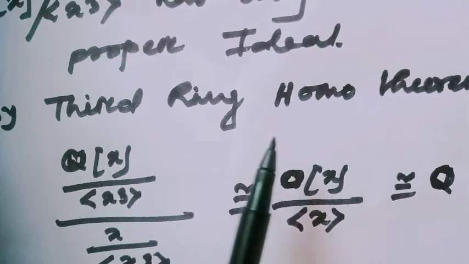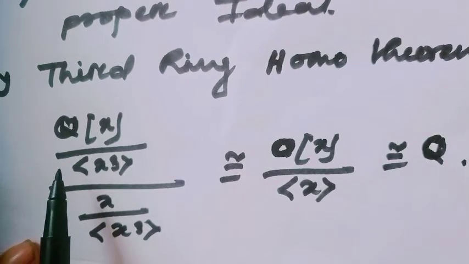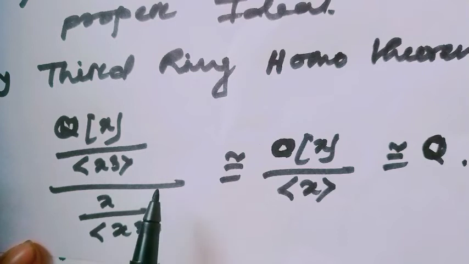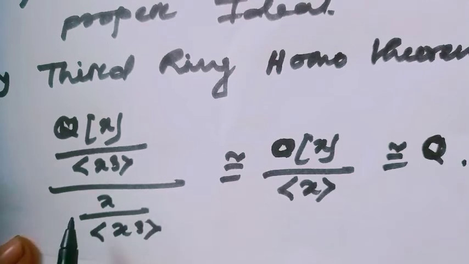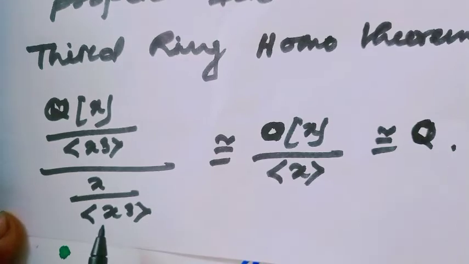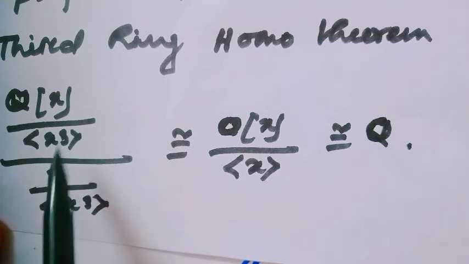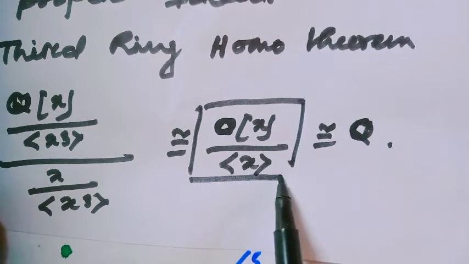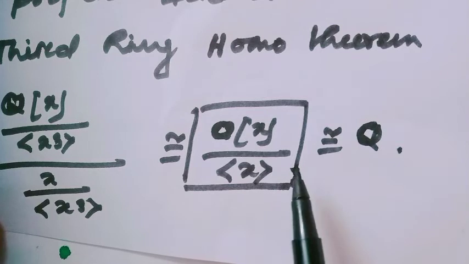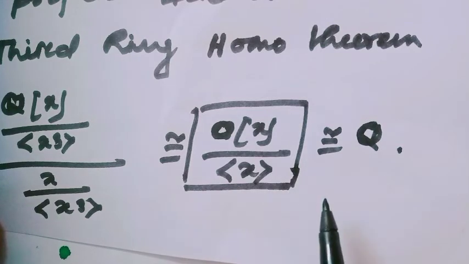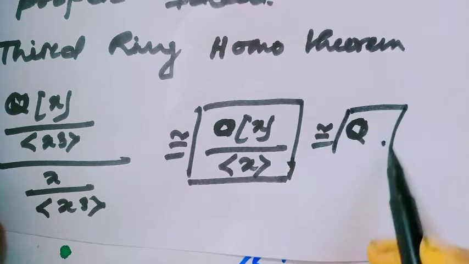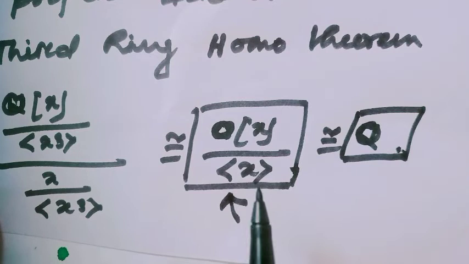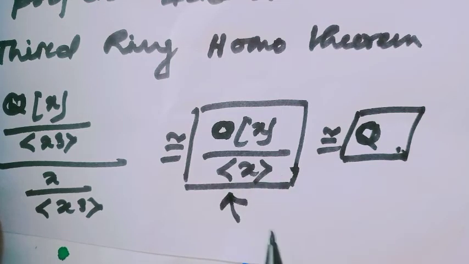Therefore, by the third ring isomorphism theorem, in the ring Q[x] mod the ideal generated by x^3, Q[x] modulo the ideal generated by x^3 modulo the ideal generated by x mod the ideal generated by x^3 would be isomorphic to Q[x] mod the ideal generated by x. And we all know that the ring Q[x] mod the ideal generated by x is isomorphic to Q, because I discussed this elaborately in my earlier video.